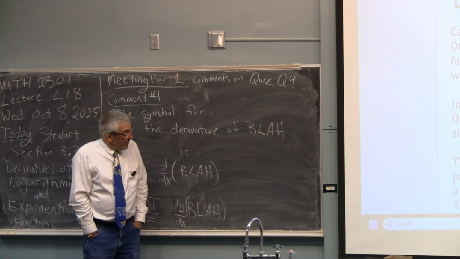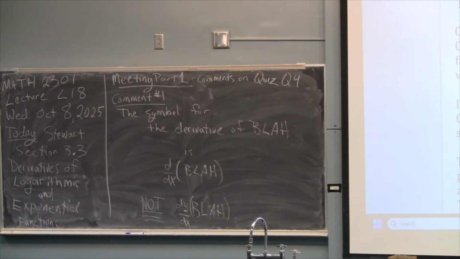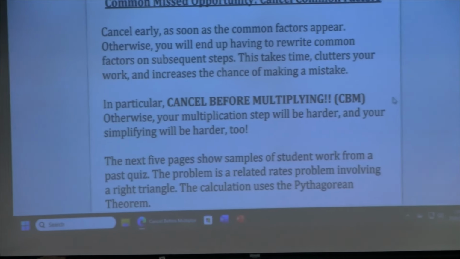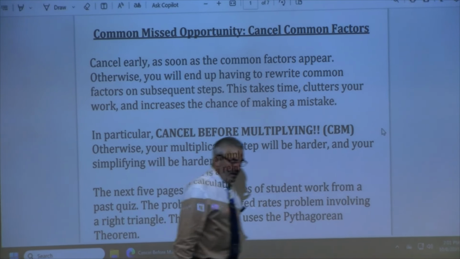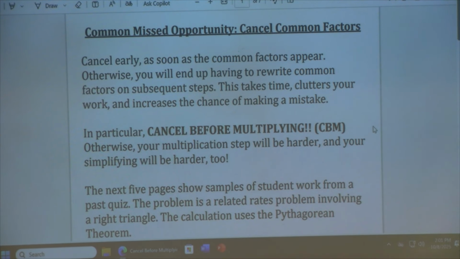The second comment is about canceling before multiplying. Now for that, I'm going to turn off the lights. In general, I find students always want to multiply stuff out instead of keeping an eye out for things that can be canceled. So actually I have scans of a previous quiz from a previous semester. The problem was slightly different, but it was still a related rates problem involving a right triangle.